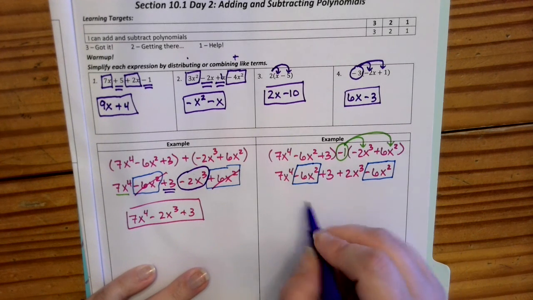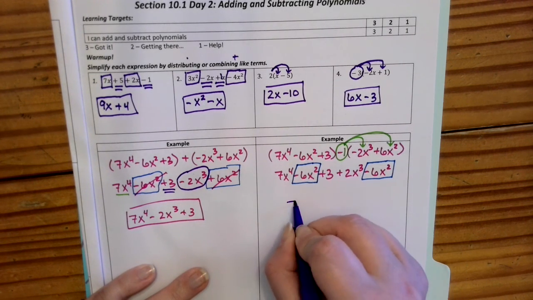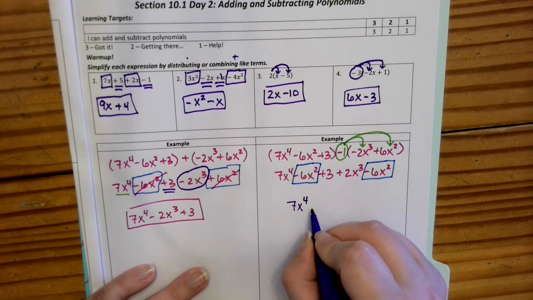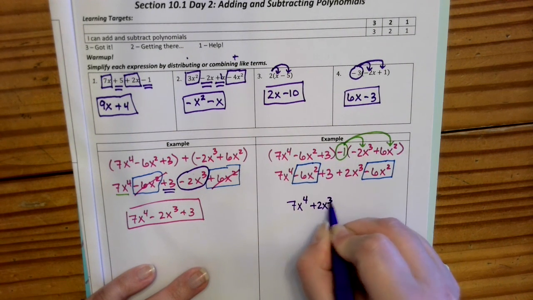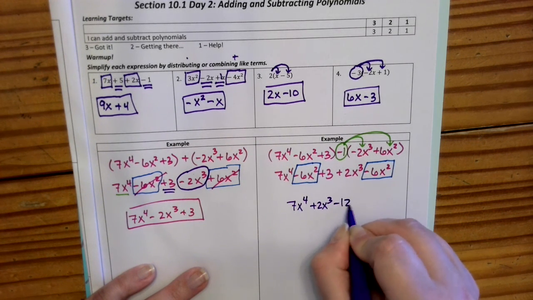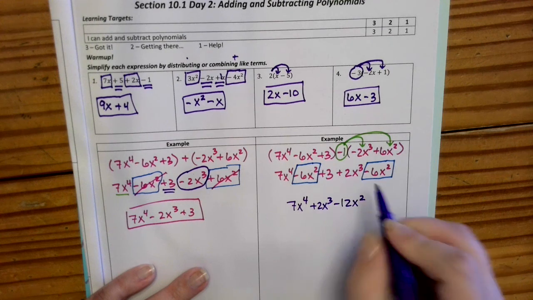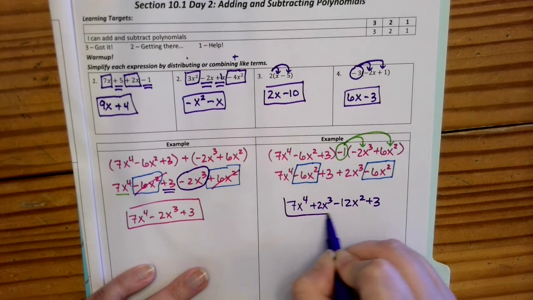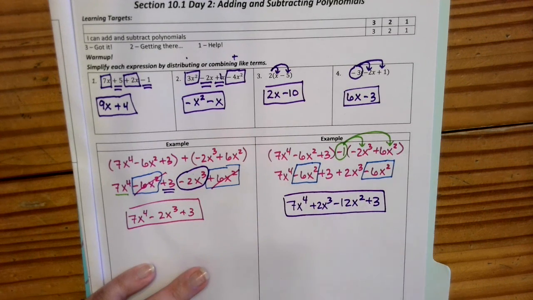So our final answer here, let's see, 7x to the fourth still comes first. And then we have a plus 2x to the third. Negative 6x squared and negative 6x squared gives us negative 12x squared. And then we have the plus 3. So there's our final answer for that one.